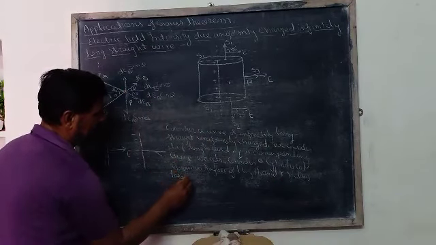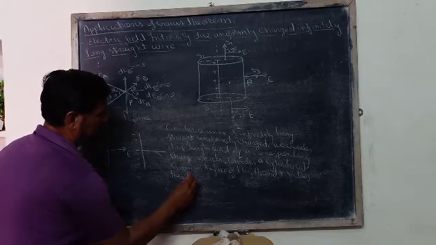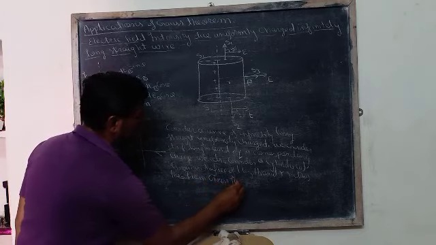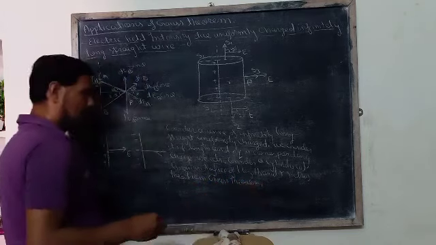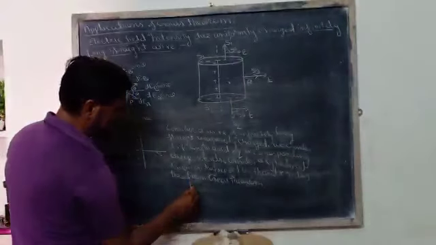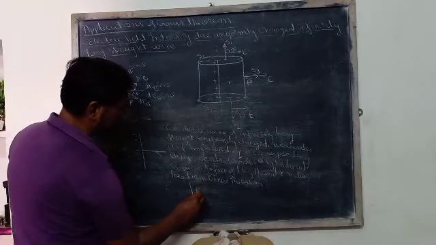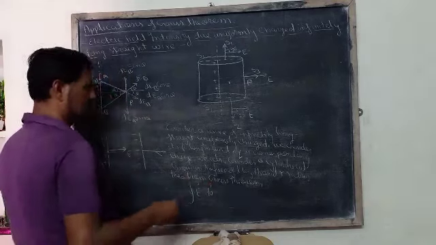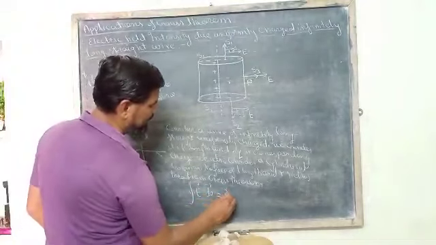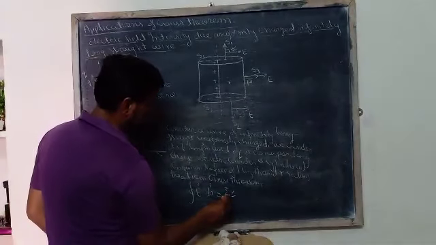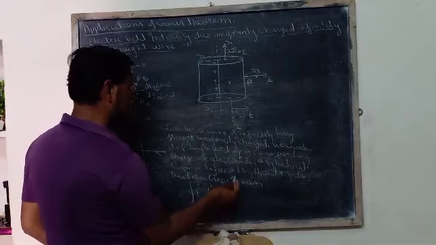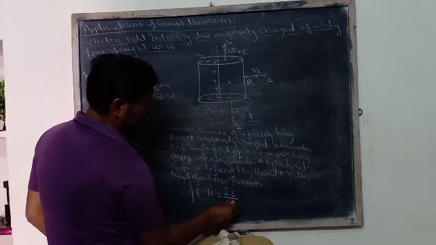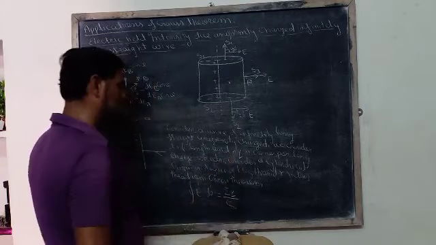Then from Gauss theorem, we know that the Gauss theorem is the closed surface integral of E dot dA. The corresponding flux through the Gaussian surface is equal to the ratio of the algebraic sum of all charges enclosed by the Gaussian surface, that is summation Q upon epsilon. For vacuum we consider epsilon naught.